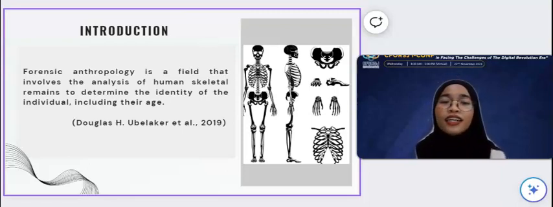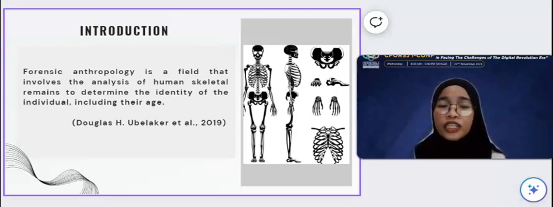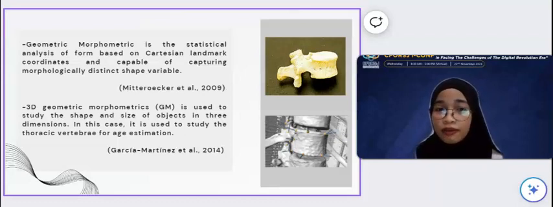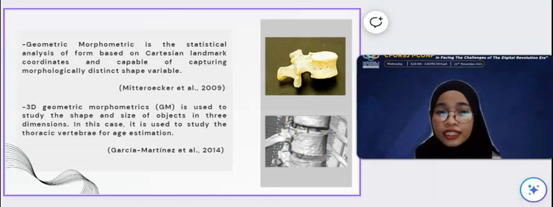So, first of all, forensic anthropology is a field that involves the analysis of human skeletal remains to determine the identity of the individual, including their age. Geometric morphometrics is the statistical analysis of form based on Cartesian landmark coordinates and capable of capturing morphologically distinct shape variables. 3D geometric morphometrics is used to study the shape and size of objects in 3 dimensions. In this case, it is used to study the thoracic vertebra for age estimation.